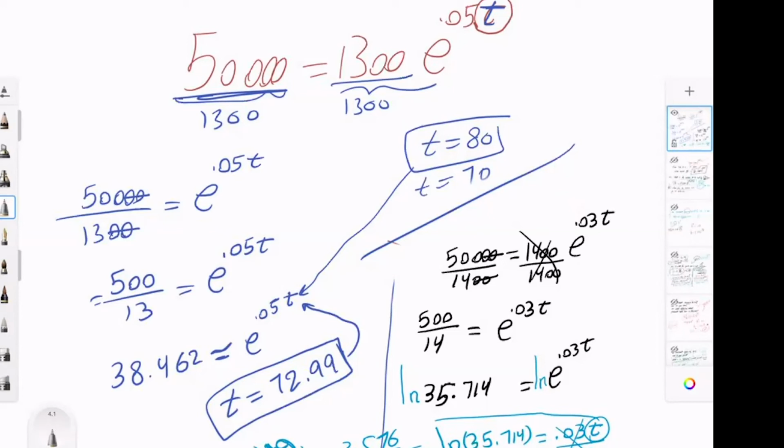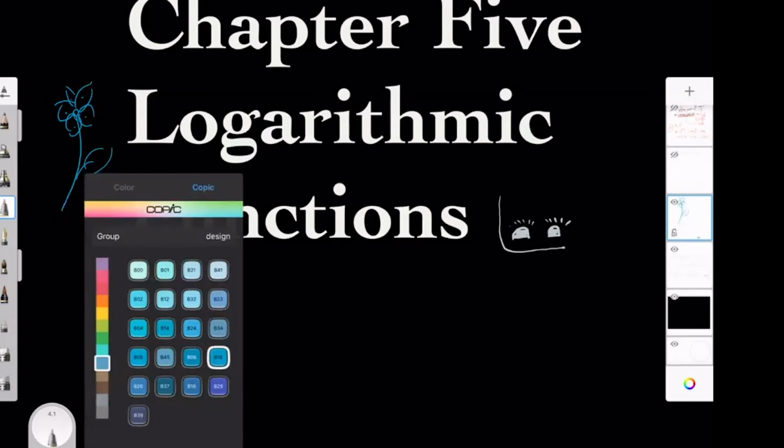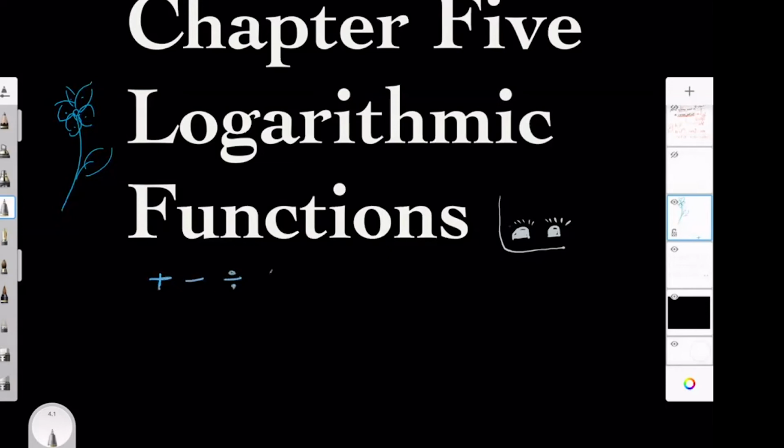Cool. So that was a good example to go to the log. Chapter 5. Are you guys ready or tired? Not tired, yeah? So we are dealing with new functions, not linear, not quadratic, not exponential. It's related to exponential, but they call it logarithm. Same as adding, subtracting, dividing, multiplying, square roots. So all of them are operations that you know very well.